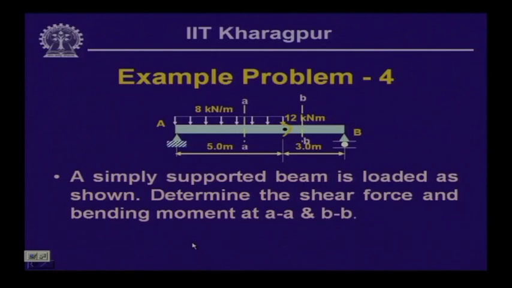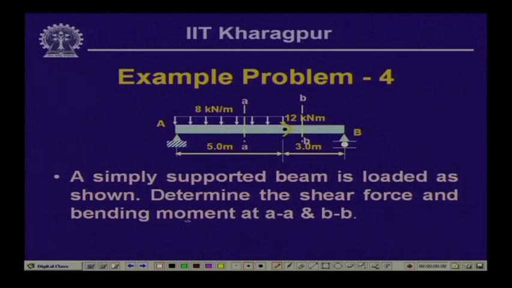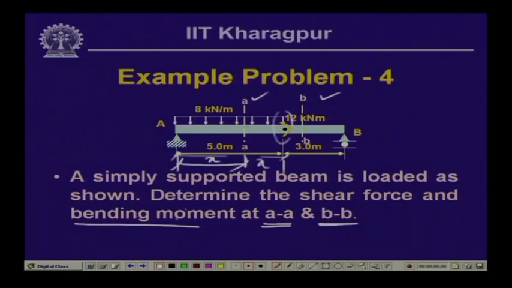Well, we have another example problem where a simply supported beam is loaded as shown. Determine the shear force and bending moment at cross section A and BB. Now, these cross sections A and BB which are shown, they are not any fixed point, but we can assume that they are at a distance of x from A, and this also we can call a distance x from A. Now, the idea behind this is that we can find out what is the effect of this concentrated moment or what is the effect of this uniformly distributed load which is up to a distance of 5 meter, and beyond 5 meter what happens to the shear force and the bending moment.